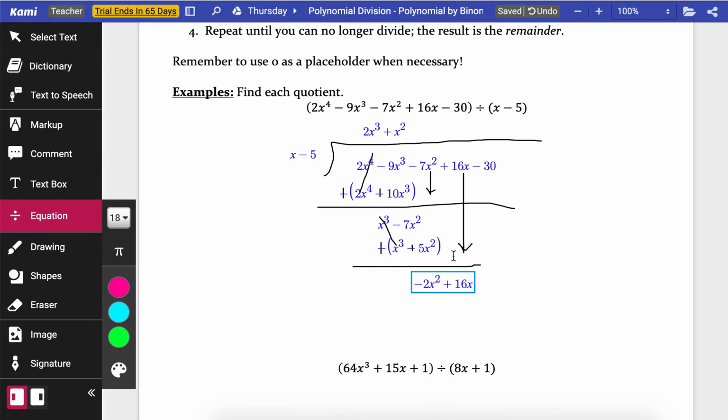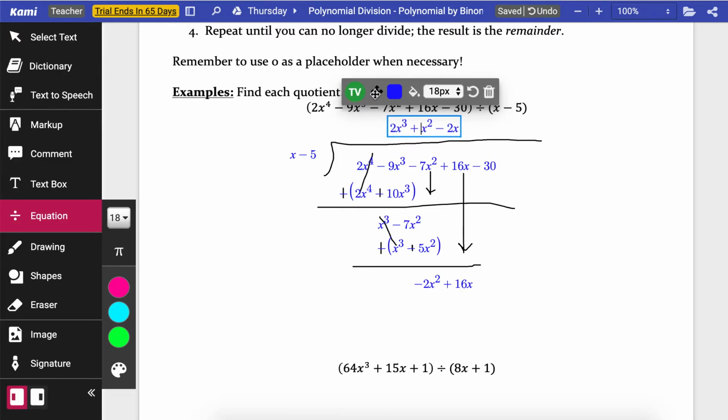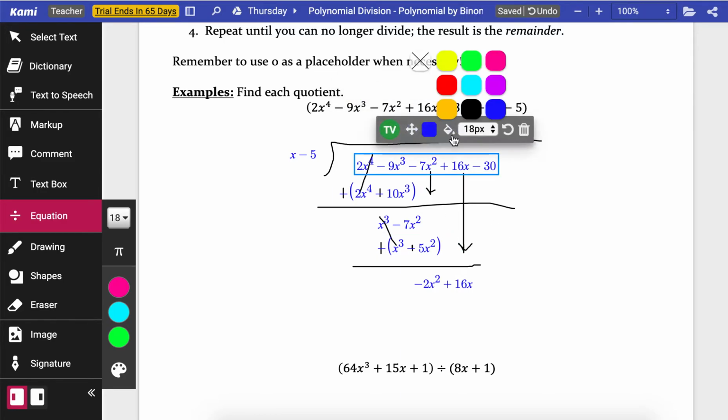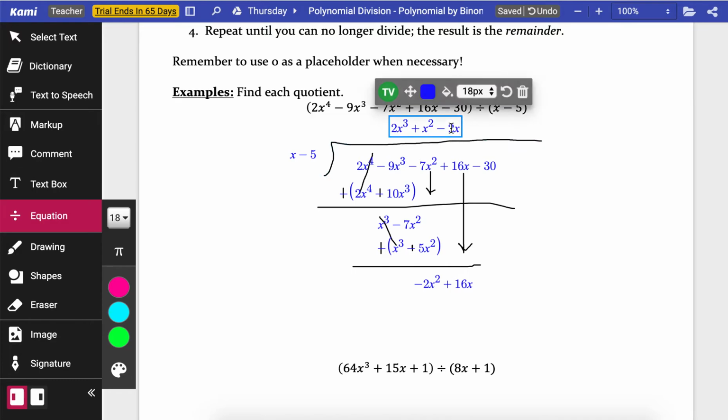All right, so divide, multiply, subtract. Let's do it again. Negative 2x squared divided by x is negative 2x. This should actually be over here. Sorry about that. So that's negative 2x. We multiply negative 2x by x minus 5. We get negative 2x squared. And then negative 2x times negative 5 is plus 10x.